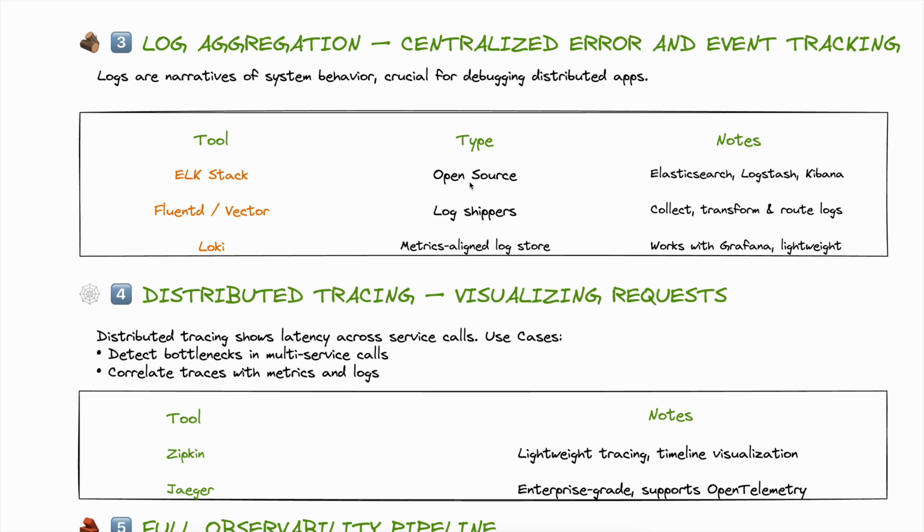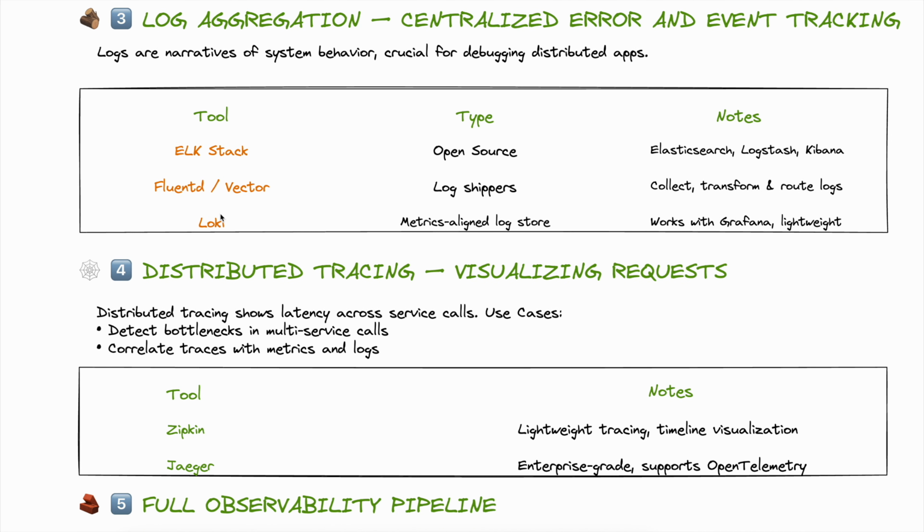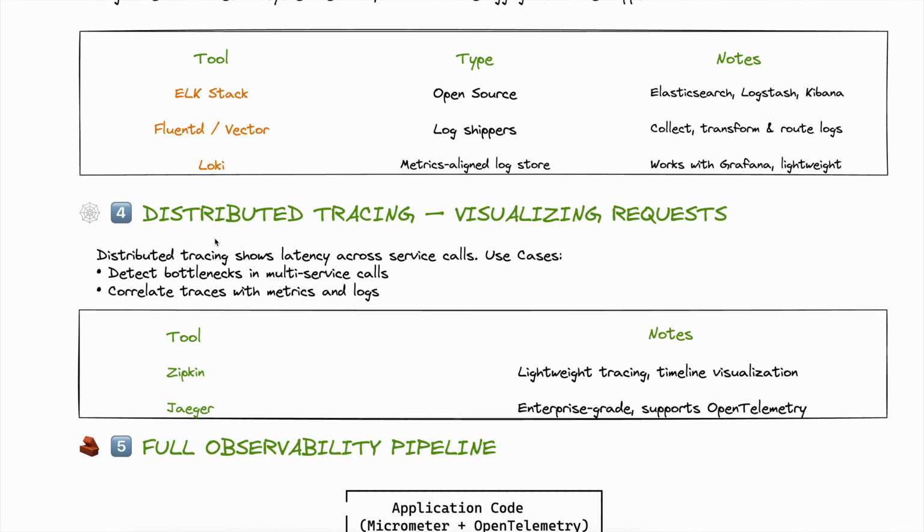So in order to trace what is going on in that particular microservice, right? For that, we are using tools. The most popular open source tool is the ELK stack, which is Elasticsearch, Logstash, Kibana, and we can use other options, for example, Vector or Loki.